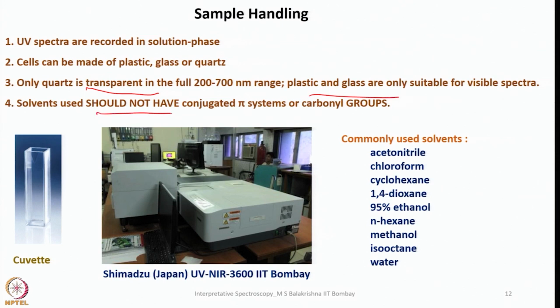The solvent should not have a conjugated pi system or carbonyl groups. When we are using a solvent to dissolve the sample, we should keep in mind that it should not have a conjugated system, or carbonyl groups or any other groups with a lone pair of electrons. What are the commonly used solvents then? Acetonitrile, chloroform, cyclohexane, 1,4-dioxane, 95% ethanol, n-hexane, methanol, isooctane and water. Depending upon the solubility of the sample, we can conveniently use one or the other of the solvents shown here.